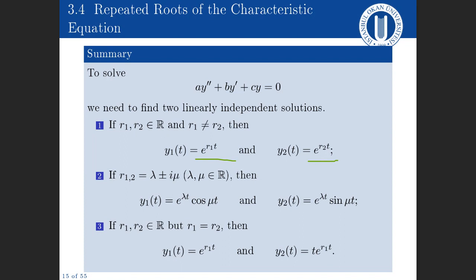If we have complex conjugates, lambda plus or minus i mu, then the two functions that we want are e to the power lambda t cos mu t and e to the power lambda t sine mu t. And now we've just seen what to do if we have repeated roots. If we have repeated roots, then the two functions that we want are e to the power r1 t and t e to the power r1 t.